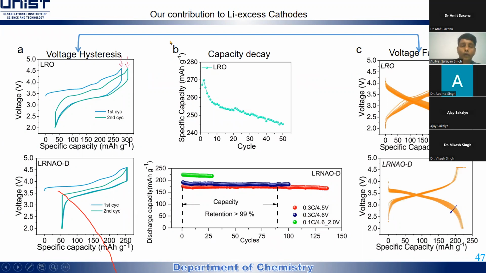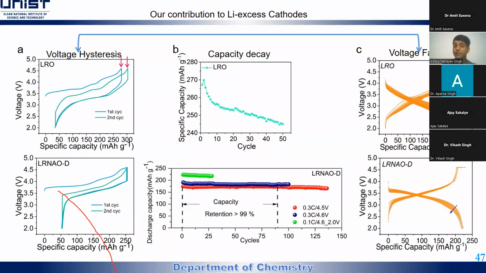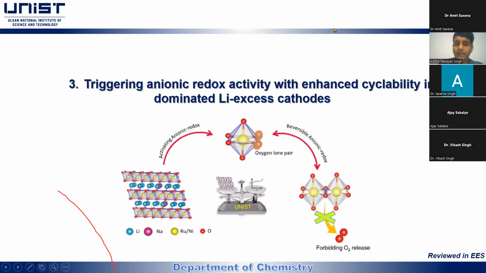In short, what could be taken? The takeaway message is that the voltage hysteresis was minimized, the capacity decay was improved, and the voltage decay was also improved to a certain extent. This was our first question. I would appreciate any questions on this, because now we'll be dealing with an advanced reaction mechanism, which is known as anionic redox.